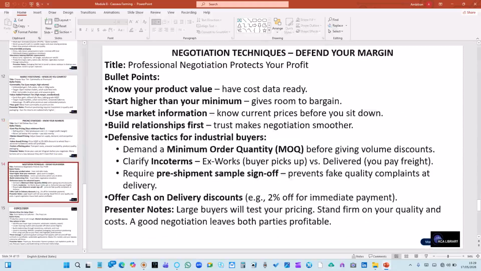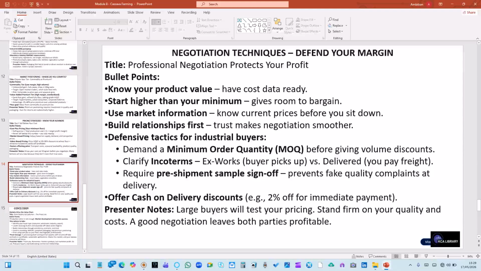Now let us look at negotiating techniques, that is defending your margin. Professional negotiation protects your profit. Always know your brand value, such as have the cost data ready. Then start higher than your minimum. So always give a higher bargaining price. Then use market information. Know current prices before you sit down. Then build relationship first, because trust makes negotiation smoother.